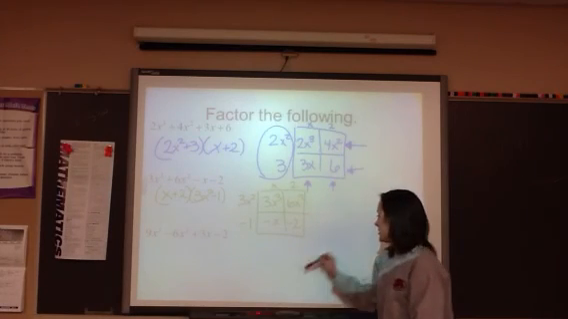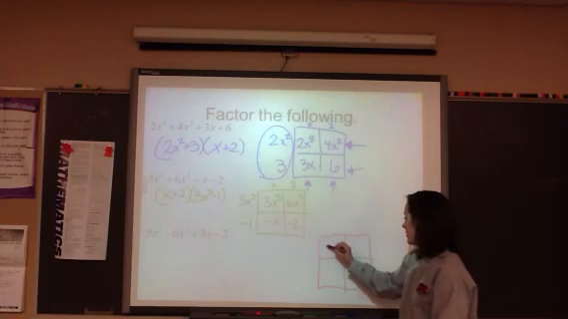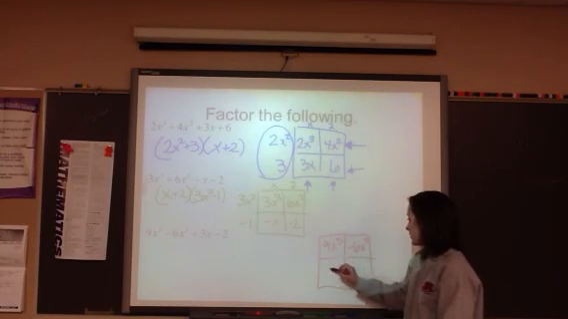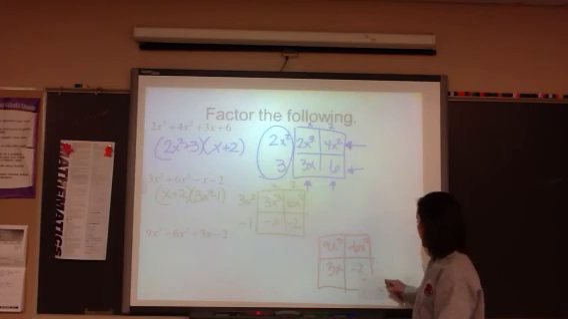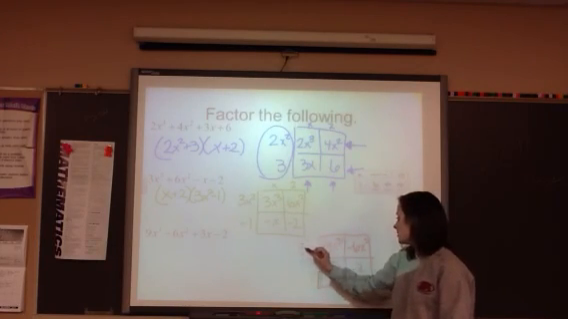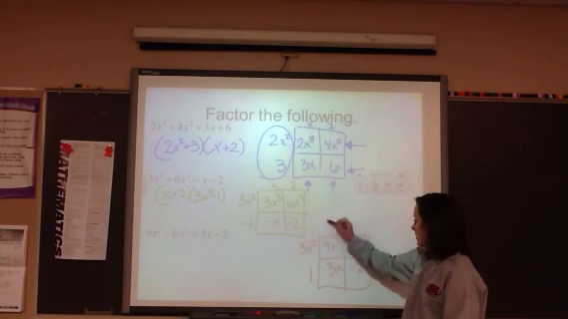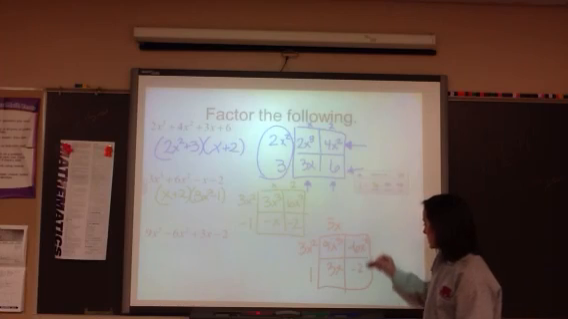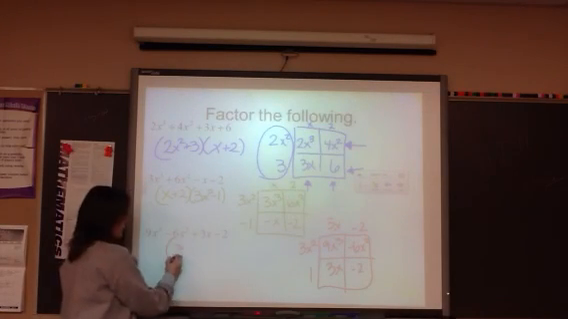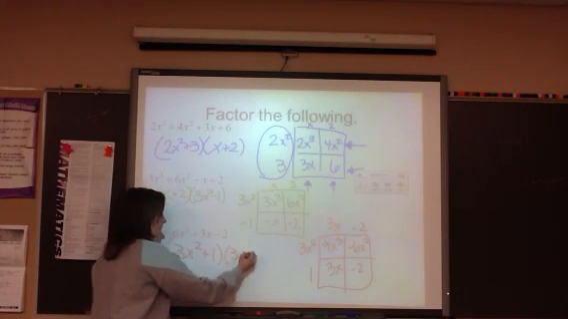So let's do the bottom one. In your area model, 9x cubed, negative 6x squared, 3x, and negative 2. So the first row has 3x squared in common. The bottom row, 1. First column, 3x. The last column, negative 2. I'm going to write my side first this time. 3x squared plus 1. And 3x minus 2.